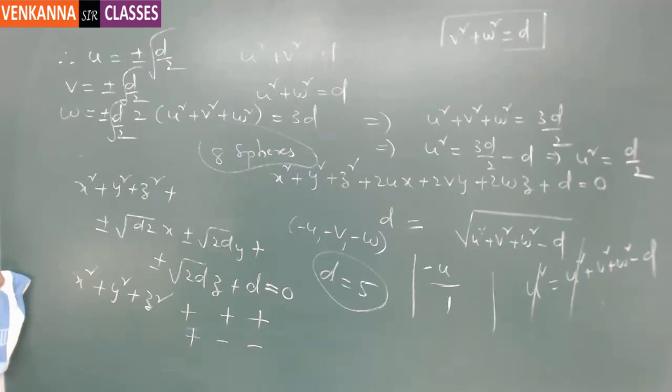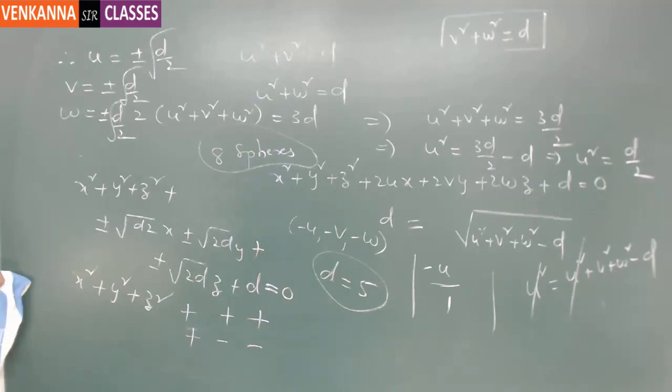See here, the problem didn't mention that the sphere passes through the origin. That's why we are considering that the sphere is not passing through the origin. If it passes through the origin, obviously the constant will not be there. The sphere equation would be nothing but x square plus y square plus z square equal to 0, as per this notation, because it will not contain the constant d.